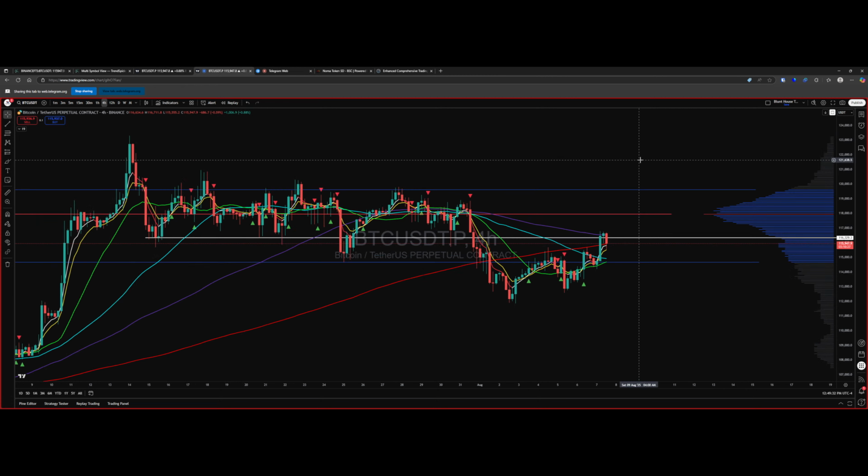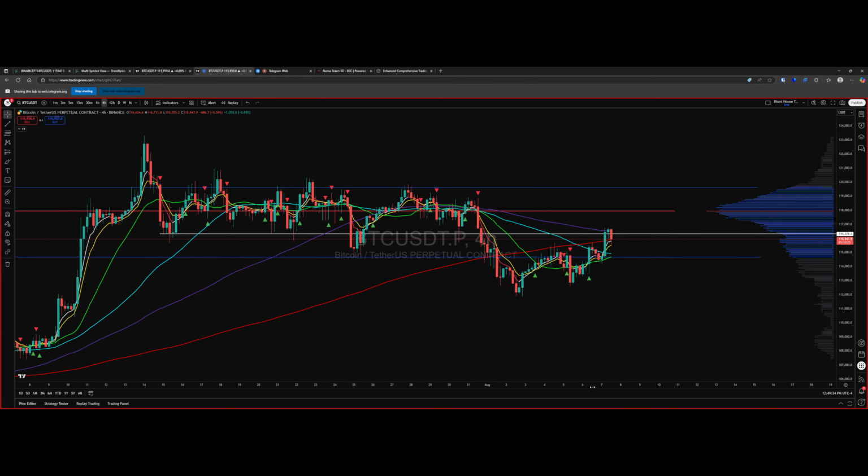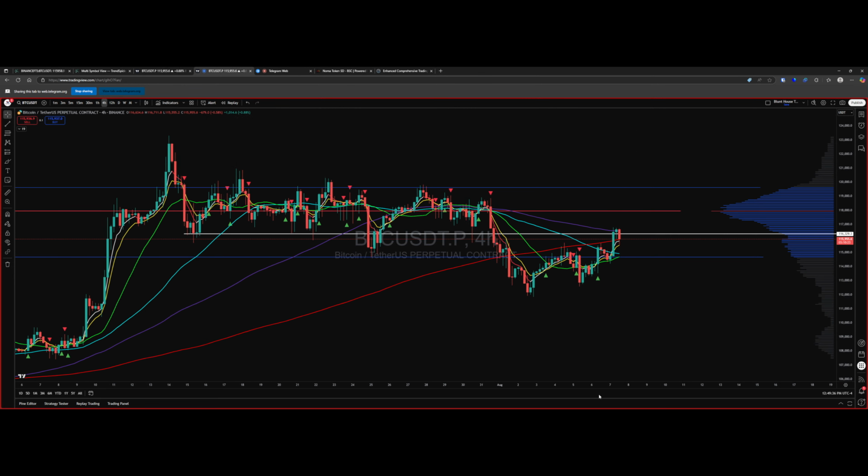Now here's our 4 hour of the same Bitcoin chart. And what do we see? You broke everything on the 4 hour, and we were looking at Bitcoin 4 hour for a while. And you finally just couldn't break this level. So you know what? We're going to have to go get some flowers and chocolate and try this again. And that's what we're going to do.